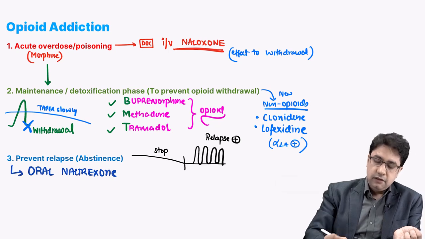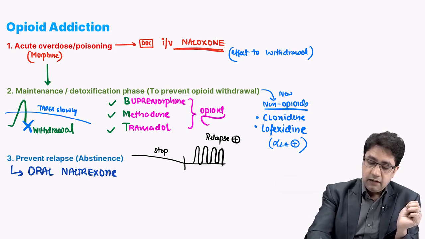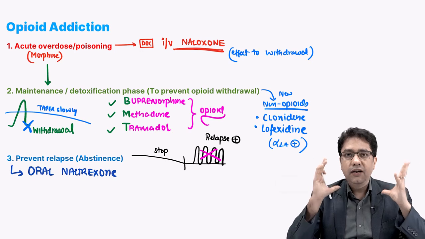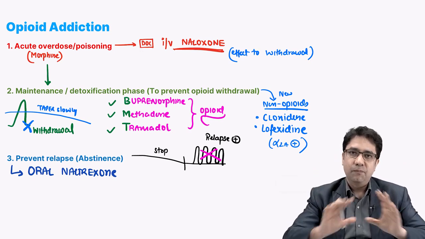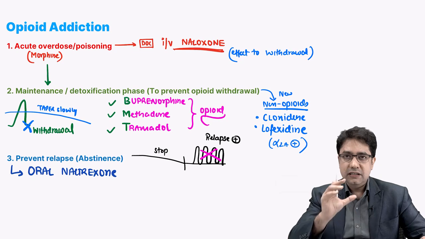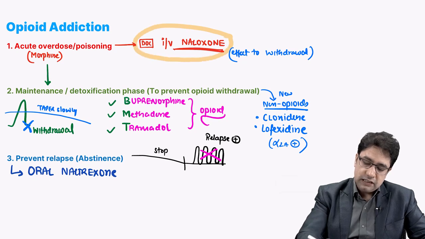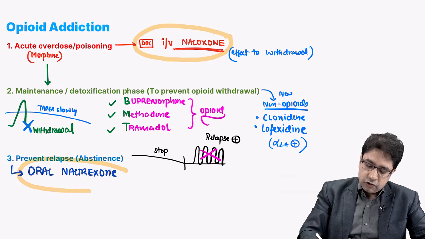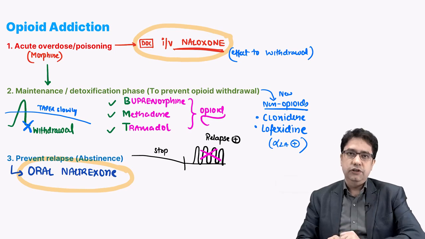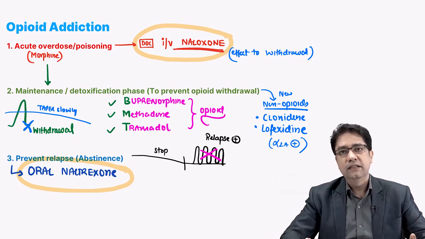Because naltrexone blocks the opioid receptor, even if a patient now starts taking morphine or an opioid-like drug, the receptors are already blocked. The pleasurable effect of opioid will not come. So block this receptor by giving oral naltrexone. Just focus on this slide and see the difference where IV naloxone is given and where oral naltrexone is given. Remember, IV naloxone for acute opioid poisoning, and oral naltrexone is given to prevent relapse after the maintenance phase.